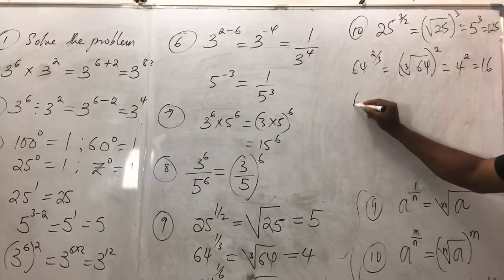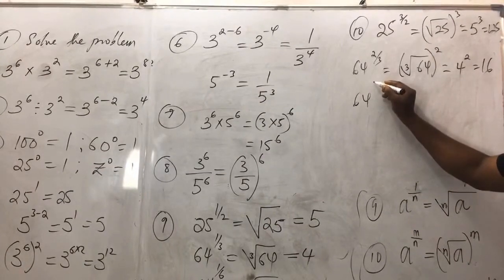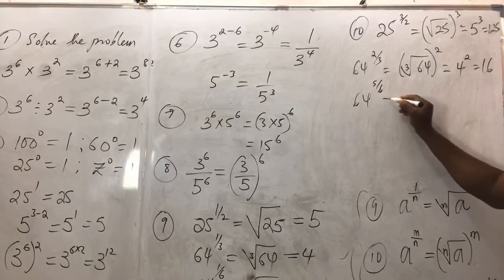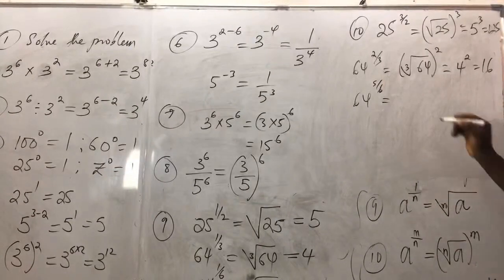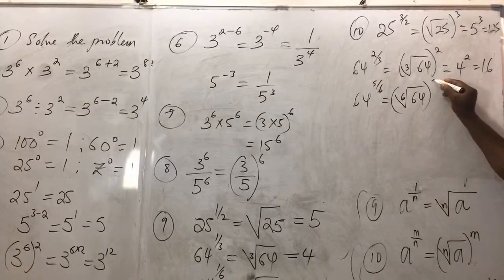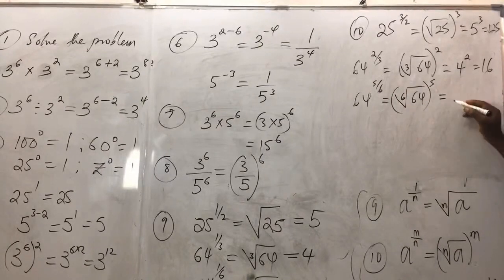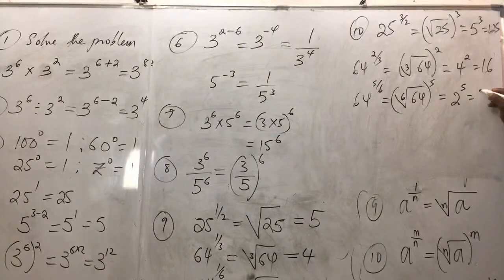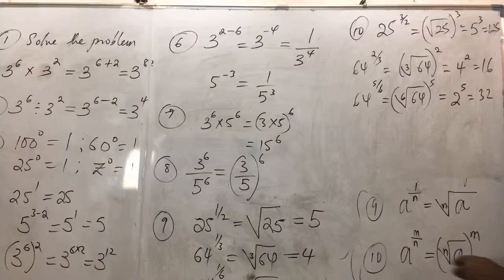Now, what about 64 raised to the power, let's say 5 over 6? 64 raised to the power 5 over 6 will give you the 6th root of 64, which is, of course, 2 raised to the power 5. And that would mean the 6th root of 64, which is 2 raised to the power 5, gives us 32. So these are problems that can be solved using law number 10.